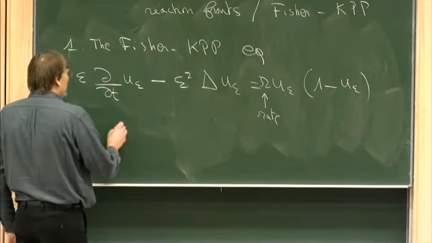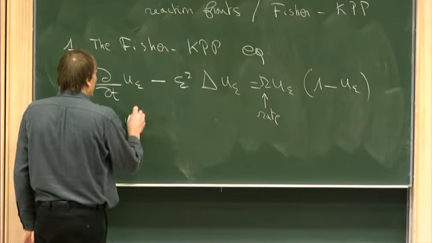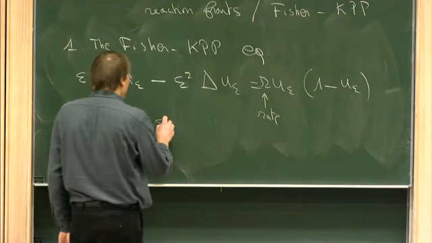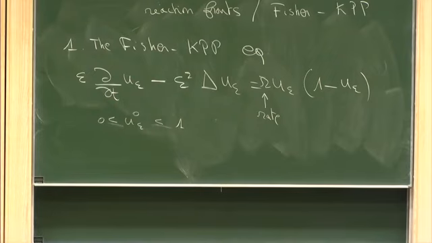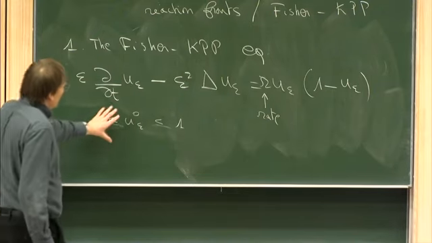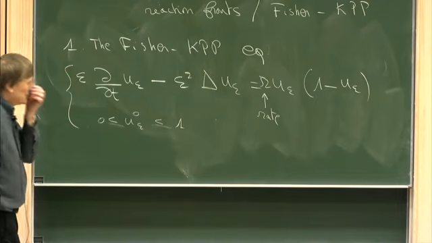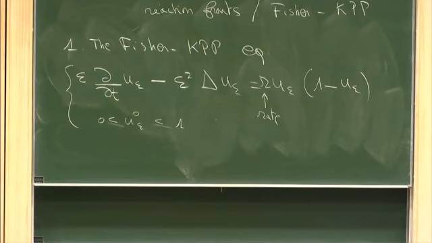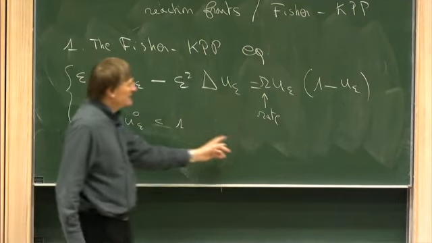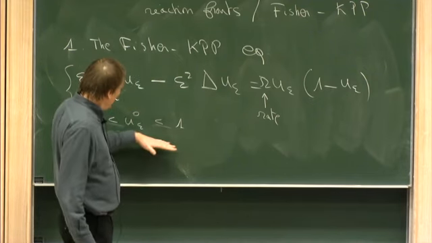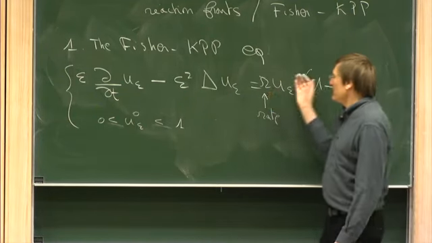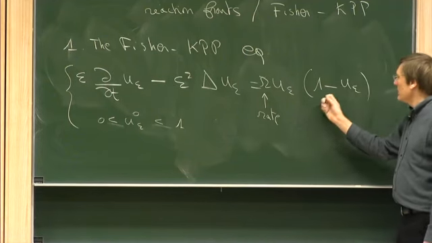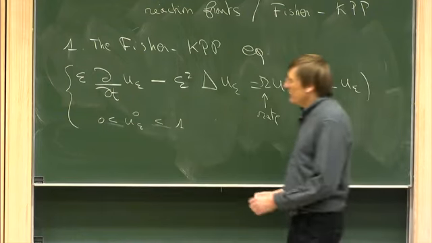For that you need an initial data. We will assume that the initial data, which I call u0 epsilon, is between 0 and 1, and to be on the safe side, strictly less than 1 and strictly larger than 0. This is an invariant region for the PDE. Whenever you fix initial data like that, u cannot be negative, because at the point where u is 0, dt u will be positive because of this term. And when you reach 1, the same thing, you can only decay.